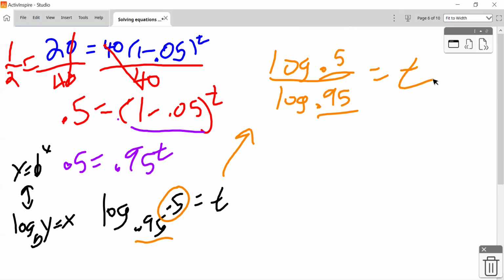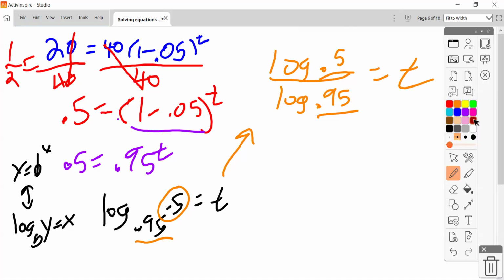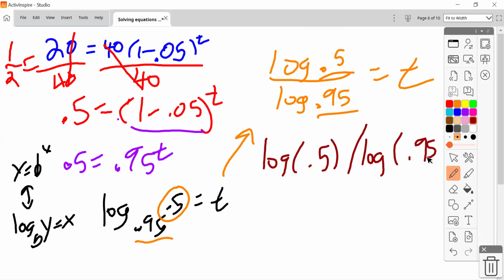All right, so that's going to give you your t. You punch it in the calculator, log 0.5 divided by log 0.95. And if you do that, your t is going to be, what was this one? I want to say it was 13 point something years. 13.51 years. Okay. 13.51 years.